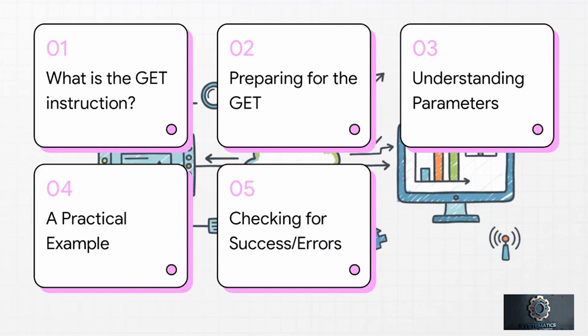So here's how we're going to break it all down. First, we'll nail down what the Get instruction actually is. Then, we'll cover the prep work you've got to do beforehand. After that, we're diving deep into the parameters, the nuts and bolts of it. We'll walk through a real-world example to see it in action. And finally, we'll cover how to know if it worked and what to do if it, well, doesn't.